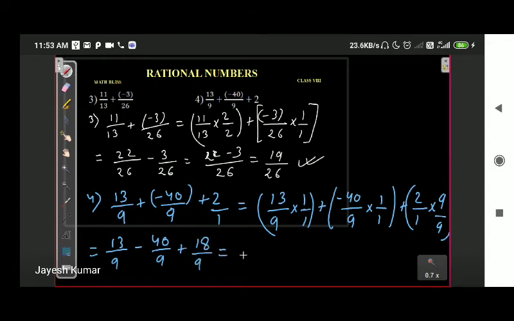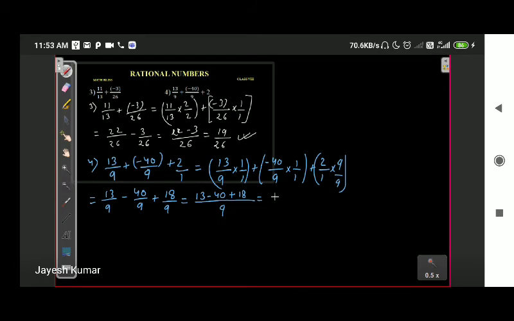What is the next part? We take the common denominator. 13 minus 40 plus 18. First of all, we add the positive terms and then we will do the subtraction. So 18 plus 13, we have 31 minus 40 upon 9. It will be minus 9 upon 9.